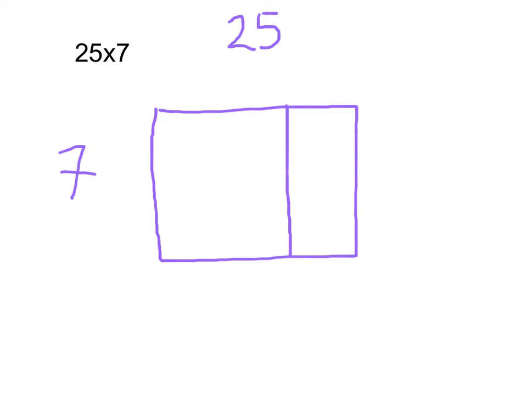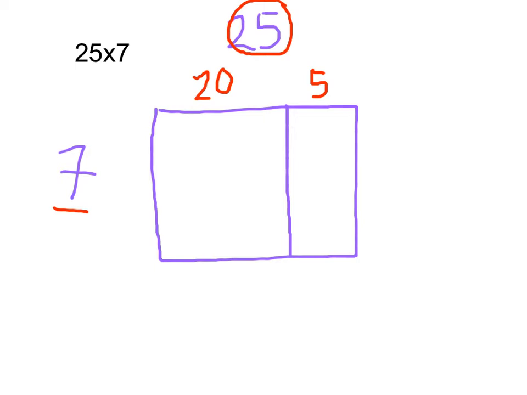So for the first side, I'm going to have 20 and 5, because I know that 20 plus 5 equals 25, which is how much the entire side is going to be worth. Now to the side I have 7. I'm going to leave 7 alone. I'm not going to cut it into different pieces because I know my math facts by 7. So let's go ahead and set up our first problems to figure out what 25 times 7 would be.